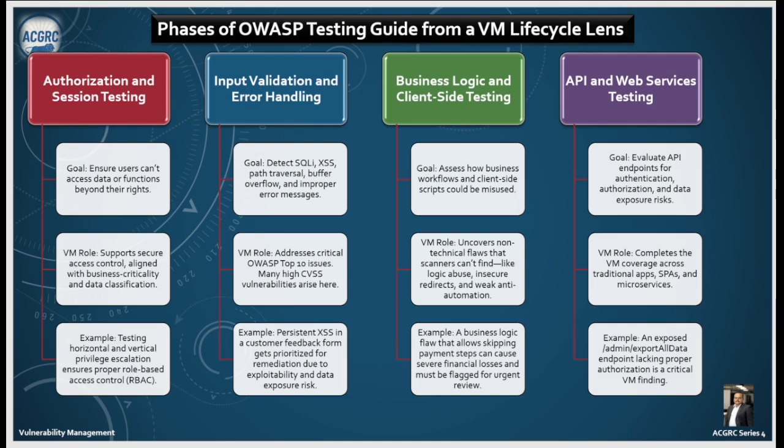The next is the API and web service testing. Well, this phase focuses on testing the application programming interfaces, or APIs, and web services that connect app systems and users in the background. In simple terms, it checks if the backend highway of your app, the APIs, is secure, doesn't expose sensitive data, and can't be misused by attackers.